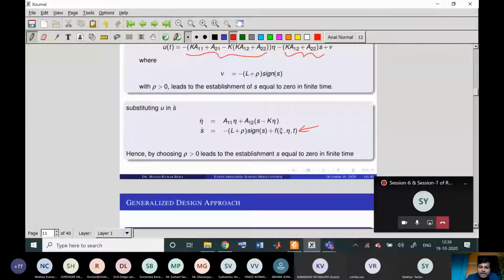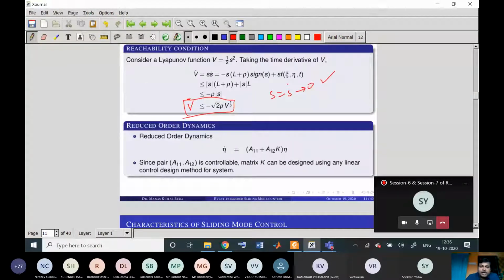You see, if the S is going to be 0, so this part is going to be vanished. So eta dot will be A11 plus A12 K into eta. So now if the AB pair is controllable, it can be shown that A11 and A12 pair is also controllable. And if A11 and A12 pair is controllable, then always we can choose a gain matrix K such that we can guarantee that A11 plus A12K, this matrix will be Hurwitz.